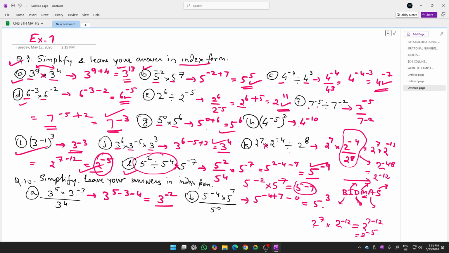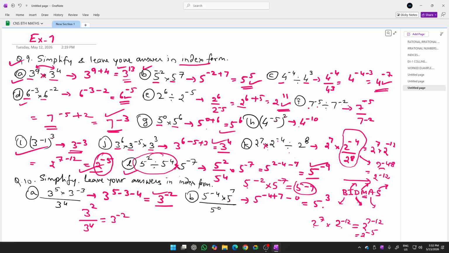Then the last one is question number 10. Simplify and leave your answer in the index form. Here again, 3 raised to 8 into 3 raised to minus 3 upon 3 raised to 4. Because in the numerator there is a product, you can write 3 raised to 5 minus 3, which is 2. And then in the second step you will do this division. So it will be 3 raised to 2 minus 4, that is 3 raised to minus 2. The final answer is this.